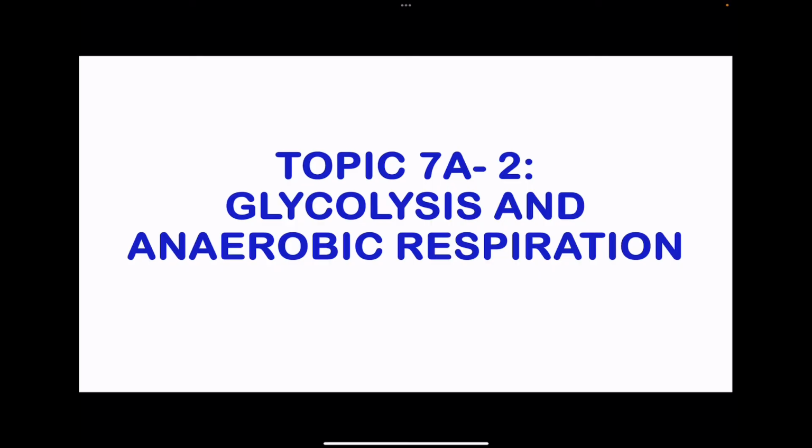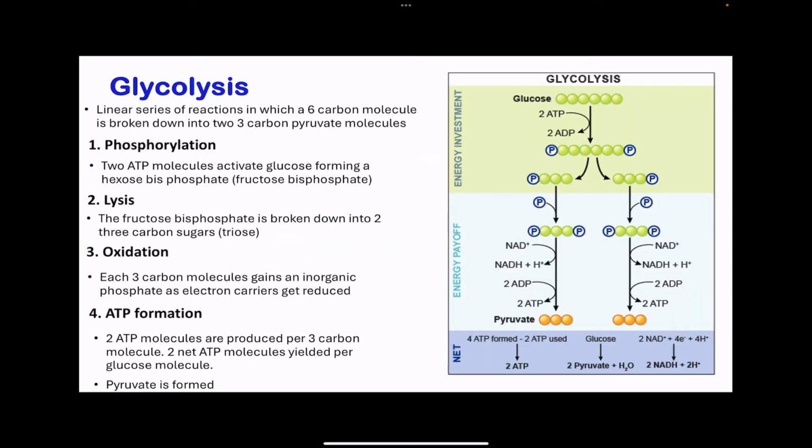In 7A2, we're going to talk about glycolysis and anaerobic respiration. During glycolysis, we can break it down into 4 steps. The first step is phosphorylation. In this case, 2 ATP molecules are going to be used to phosphorylate either end of the glucose molecule. We can see this phosphate and that phosphate, and 2 ADPs are going to be produced in the process.